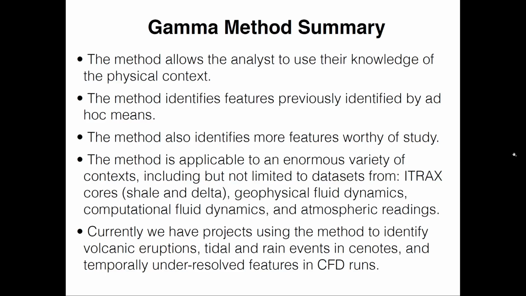Okay, so the gamma method summary. The method allows the analyst to use their knowledge of the physical context. I've brought this up a couple times, but what this means is that it is not another black box. It is a tool that can be used by everybody that has a little bit of mathematical training. They don't have to be a mathematician. If they've taken their undergrad stats course and understood it, there's nothing keeping them from understanding the gamma method and how to modify it to their context and get something good out of it.